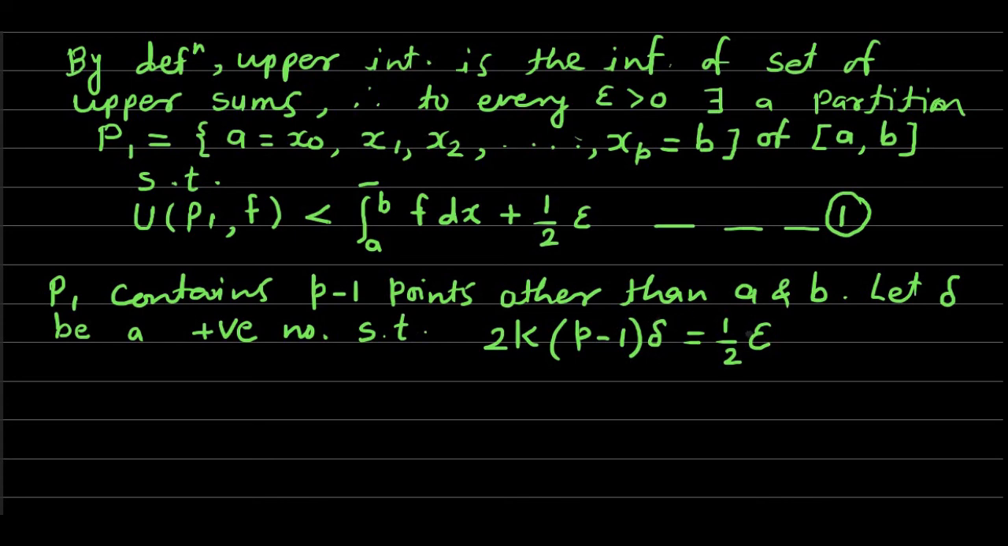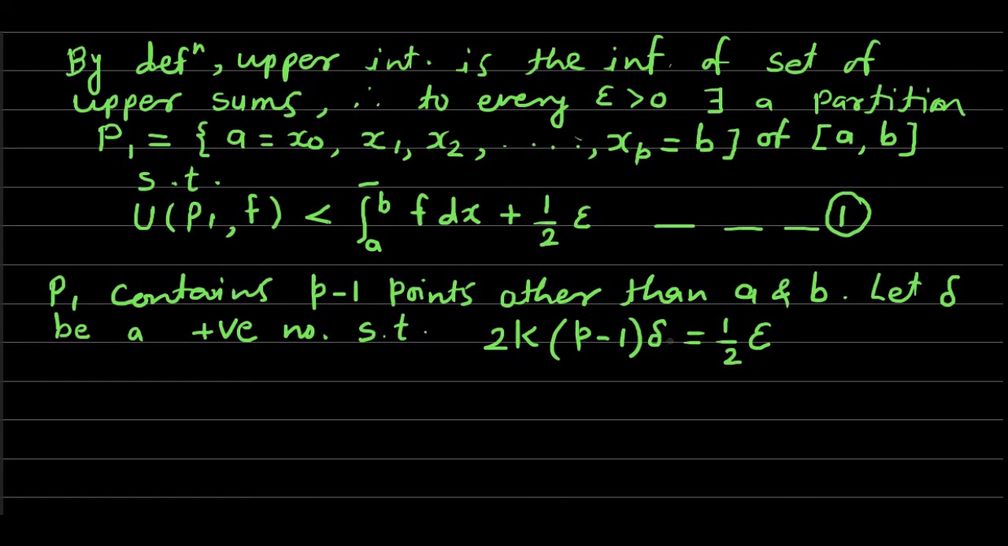delta is equal to 1 by 2 epsilon, which means that actually the value of delta is what? If we transfer this 2k into P minus 1 to the right hand side, we will get the exact value of delta. So the exact value of delta will be epsilon by 4 into k into P minus 1. Okay, epsilon divided by 4 into k into P minus 1.